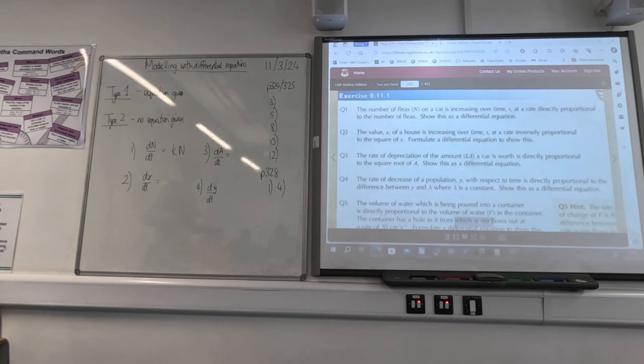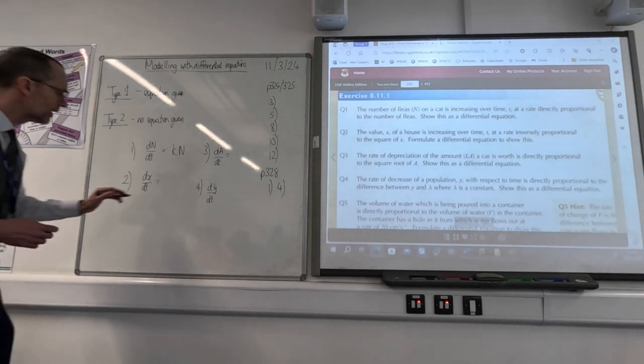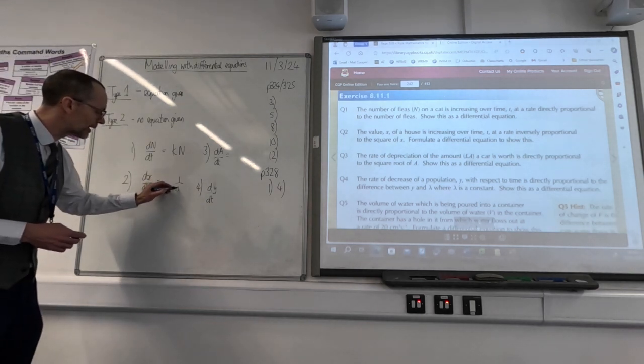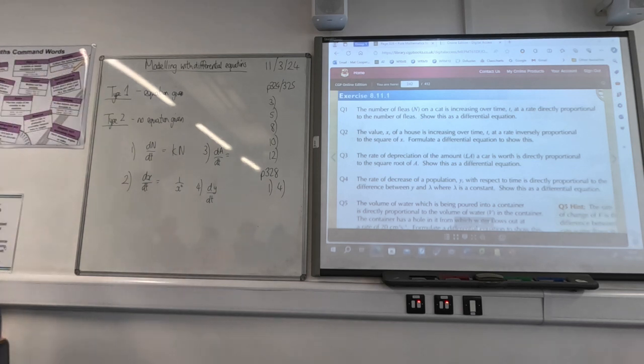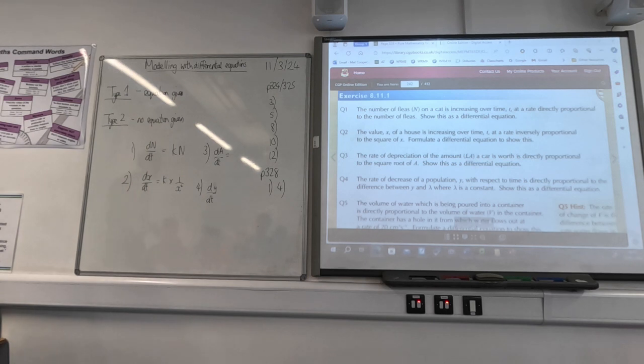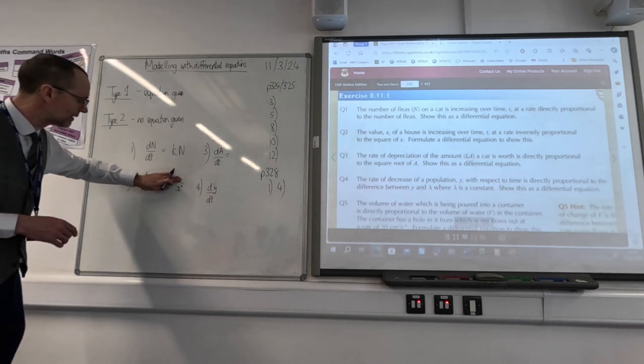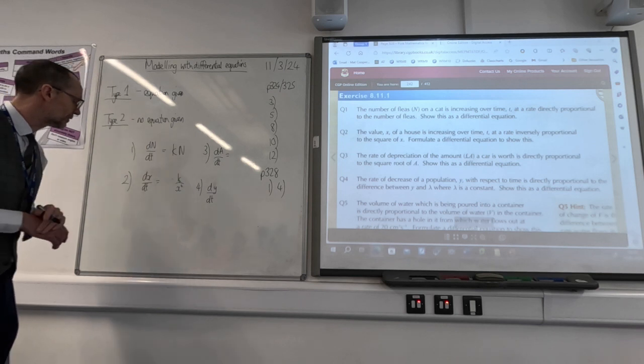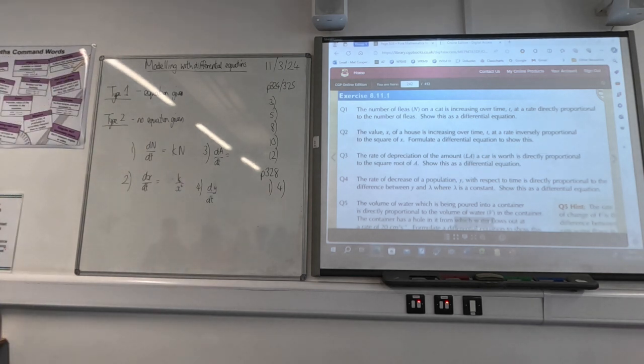Okay, so with number 2, the value of a house is increasing over time at a rate inversely proportional to the square of x. So inversely proportional to x squared means 1 over x squared, and it's equal to some multiple times that, which we could write like that, but we might choose just to write it like that. k is a constant, remember, so that's just a number like 3 or 4. k is just a constant.